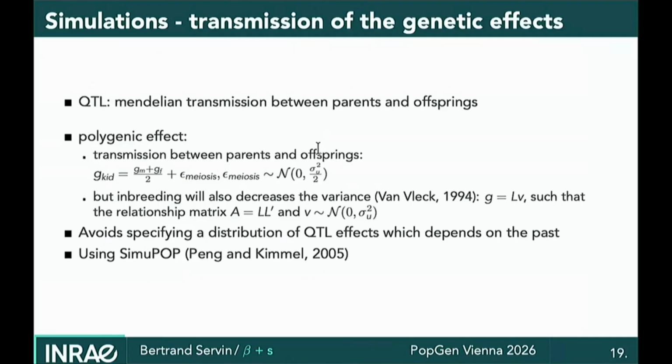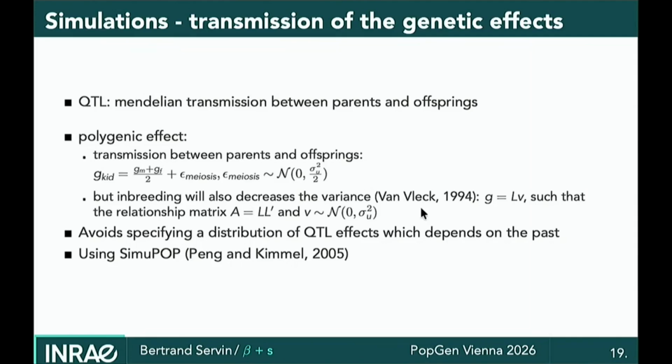For the polygenic effect, to simulate the new value of a new individual, you take the mid parent and then you add some random meiosis deviation. It's driven from a normal with the additive genetic variance divided by 2. But we also want to account for the fact that because of inbreeding, you have a decreasing genetic variance over time. For that, we use the technique described in this paper.